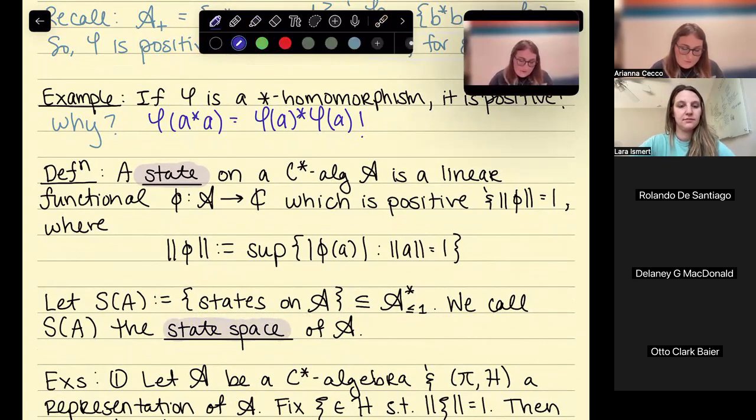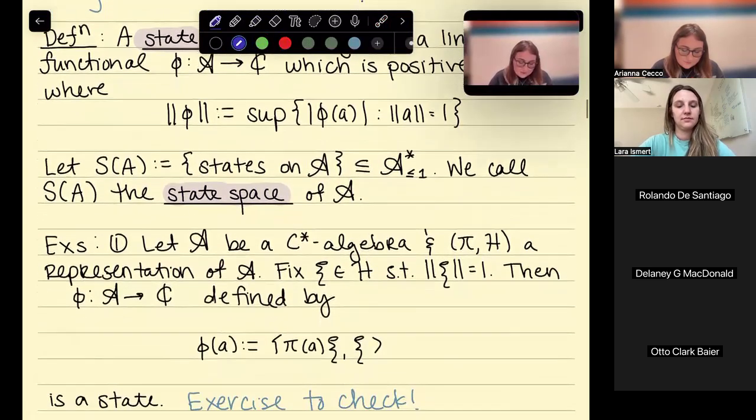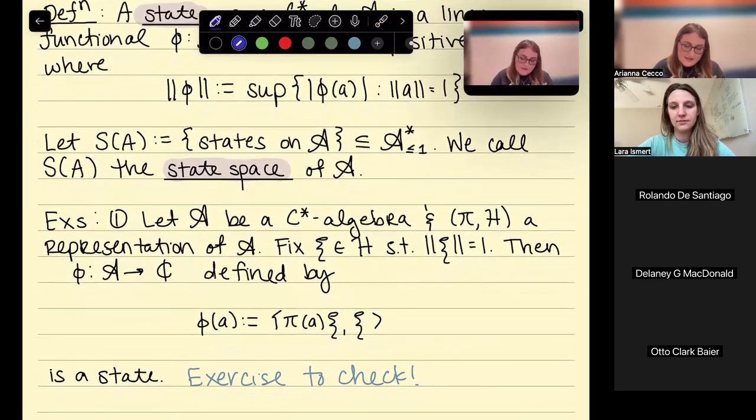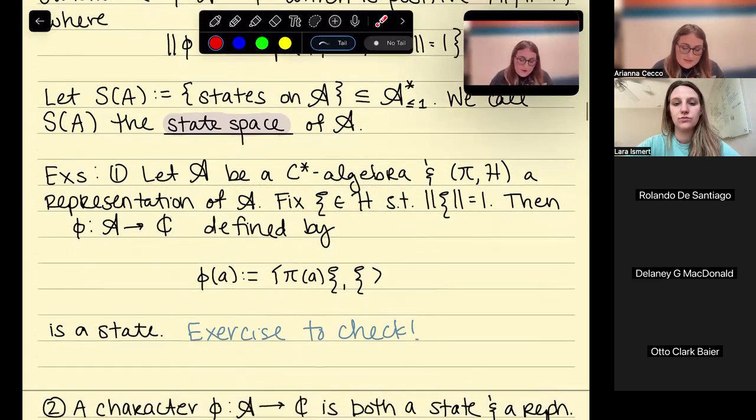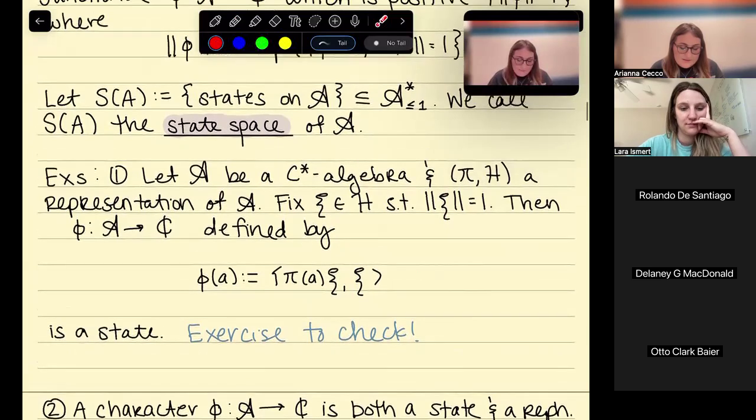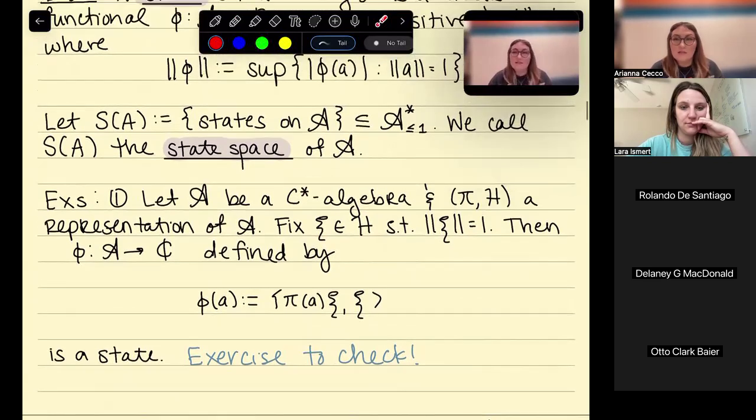All right, so for some examples of states, if we have a C-star algebra A and a representation of A, we can fix a unit vector xi in H and define this map phi of A to be the inner product of pi of A applied to xi, inner product with xi. It is an exercise in the notes to check that this is indeed a state.